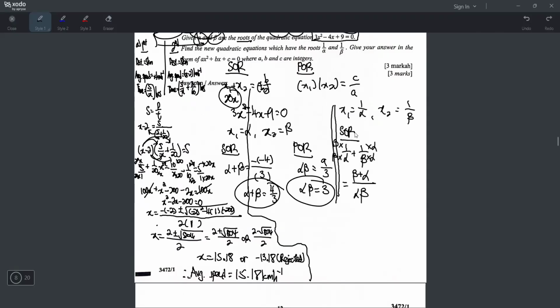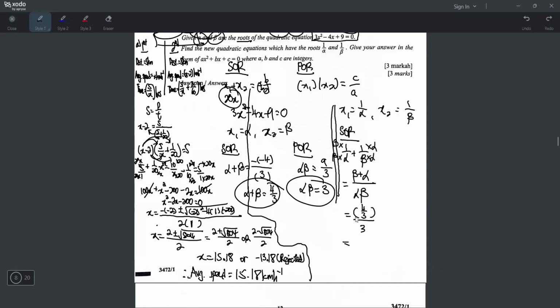Oh, and one more thing for the sum of roots: for this one you cannot write negative b over a because you don't know the b and a. You cannot take the b and a from this equation, because 1 over alpha and 1 over beta are not roots for this equation. The equation for these roots, you don't have it. That's why I didn't write it. We are trying to find the b and a actually. For alpha plus beta, beta plus alpha, we already have 4 over 3, and then divide by alpha times beta, which is 3.